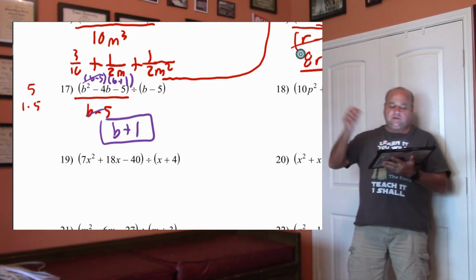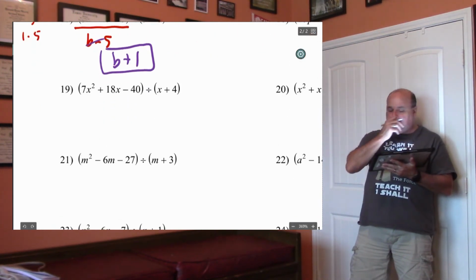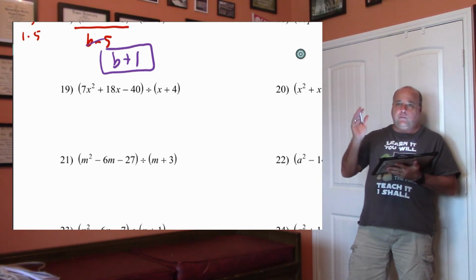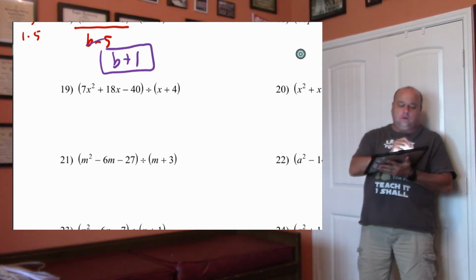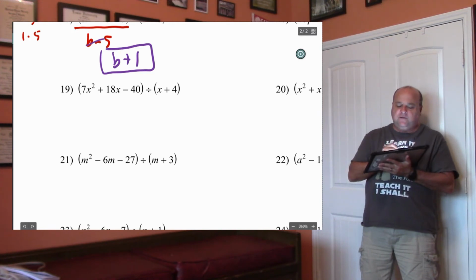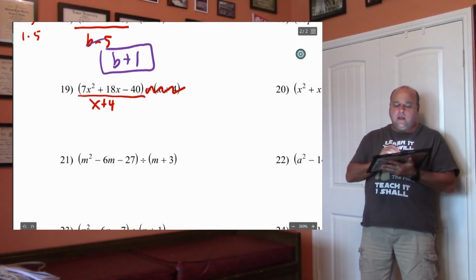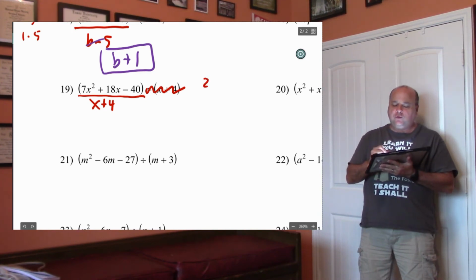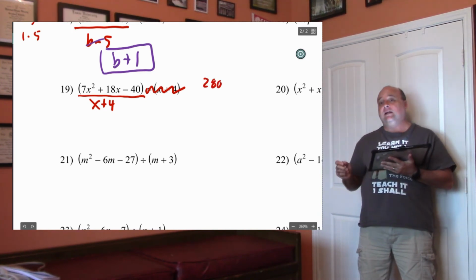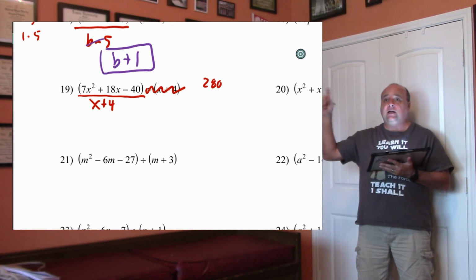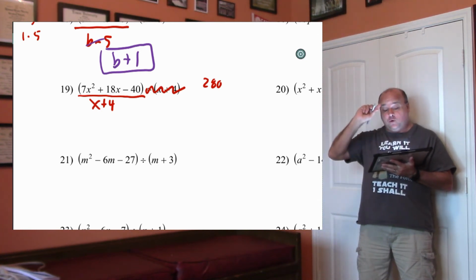Okay, let's keep going down. Let's do number 19. If there's a number in front of the x squared, it's hard, okay? I know it's hard. Let's divide both sides by x plus 4. So this squiggles out. 7 times 40 is 280. Wow, that's big. So you're going to have to do 280 divided by x. I'm going to see if I can do it with my brain here.